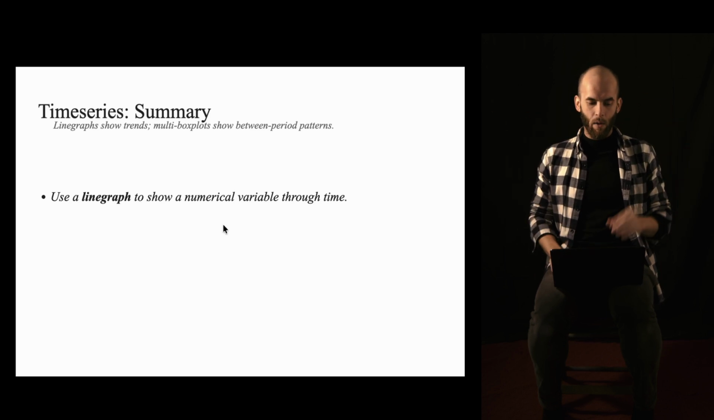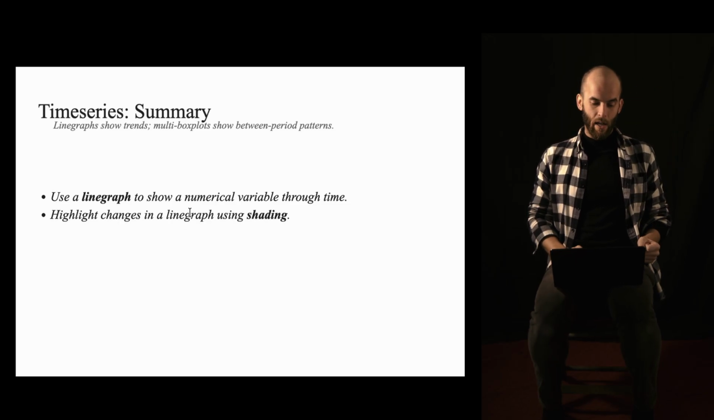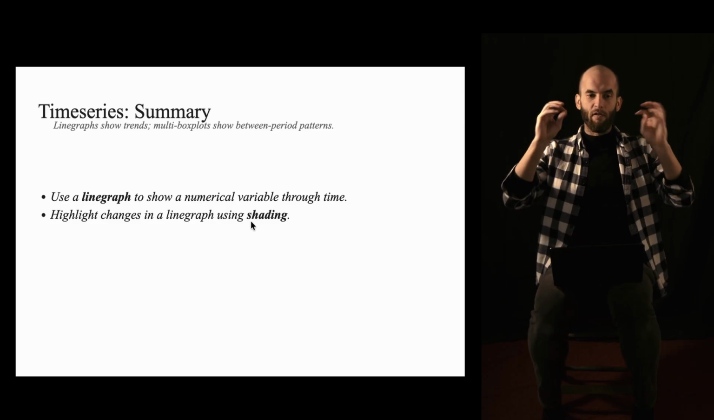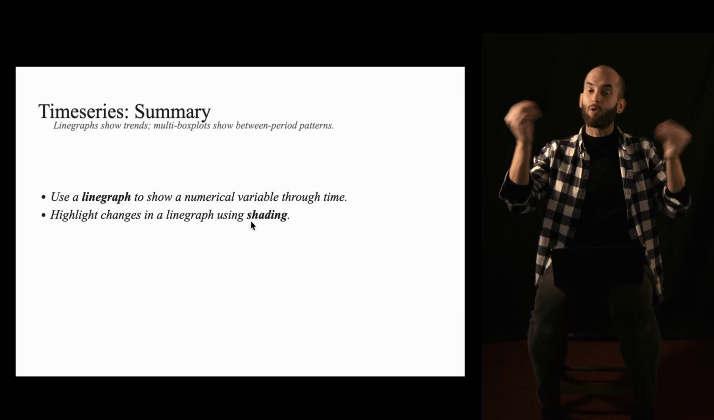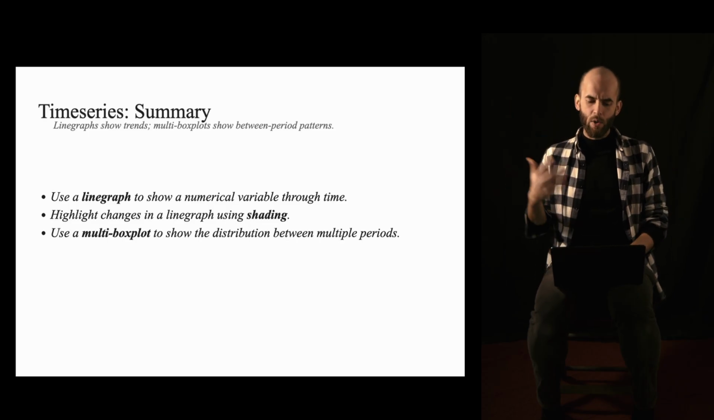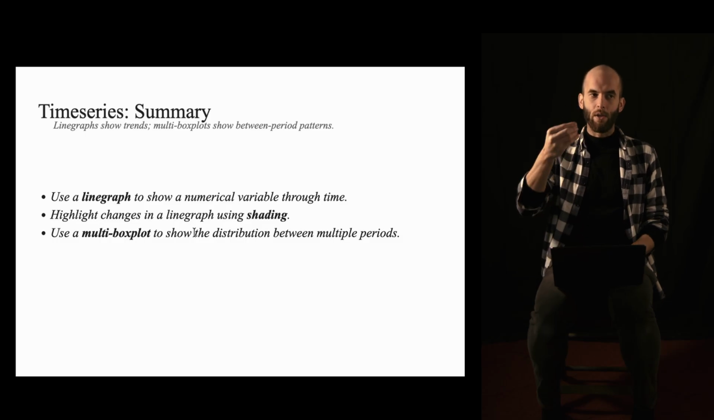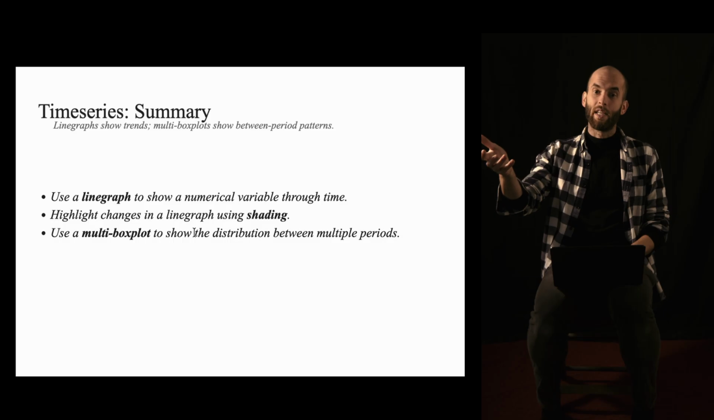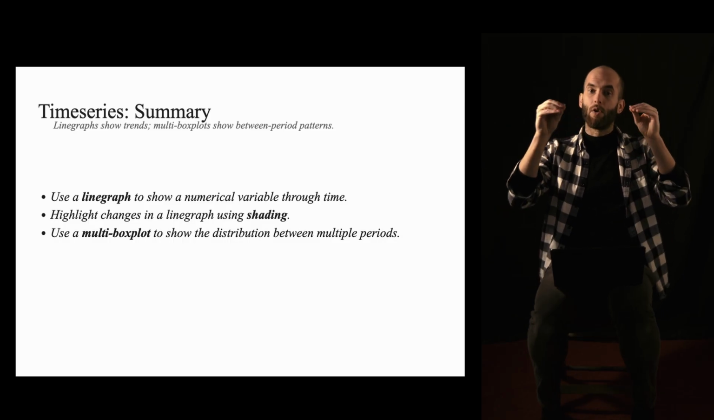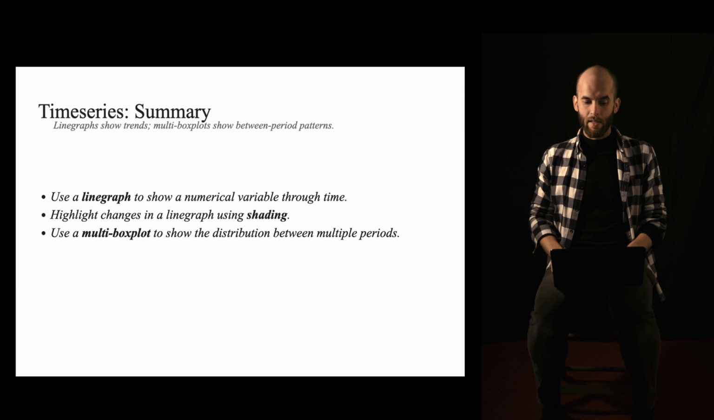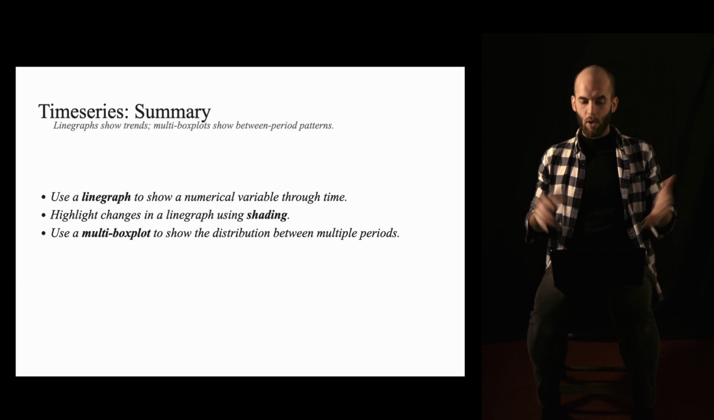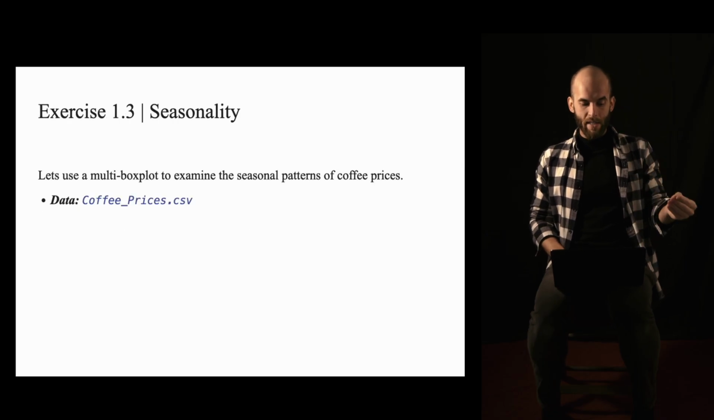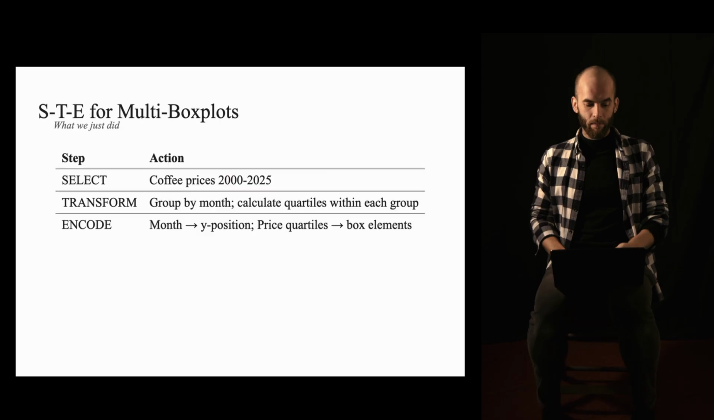Okay, so just to summarize what we're doing, we can use line graphs to show trends, so numerical variables through time, which is our main time series tool. We also have this background shading, which allows us to visually highlight subtrends. It's used sometimes, it's not that common. We also have a multi-box plot, which we used to show seasonality, so to show the variability within each one of the seasons. And then we do that across multiple periods. We're going to talk more about seasonality in exercise 1.3.